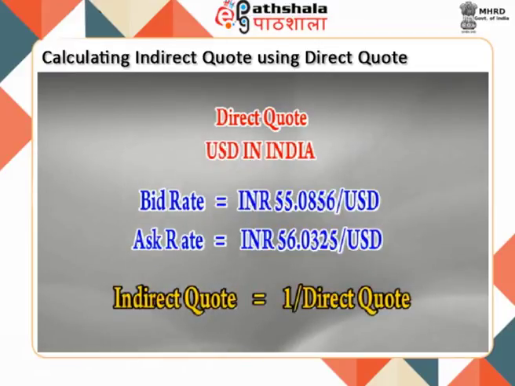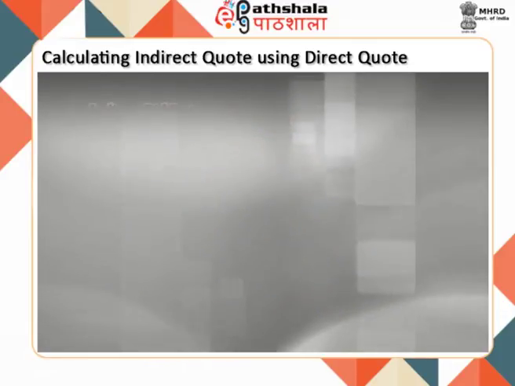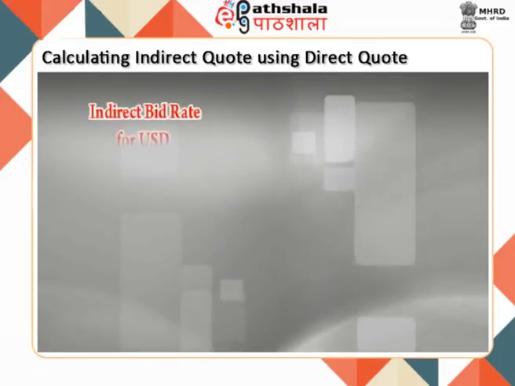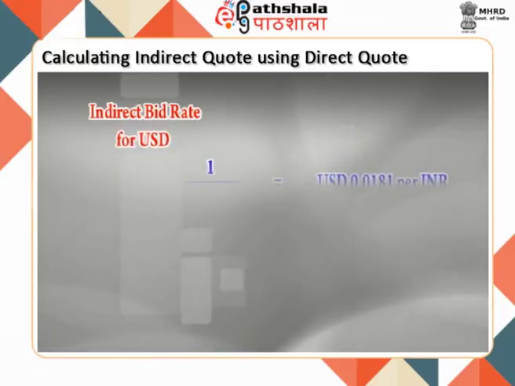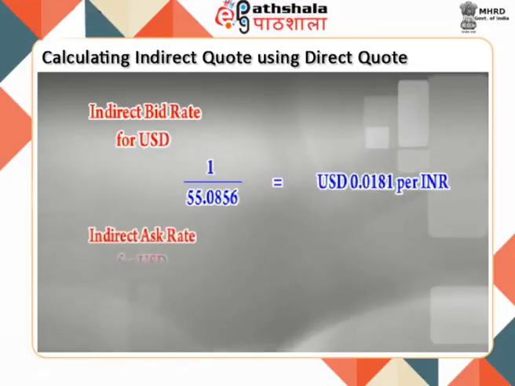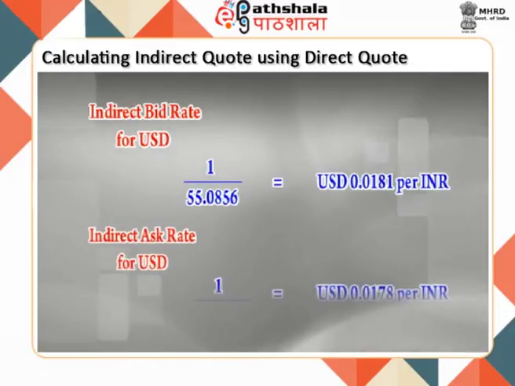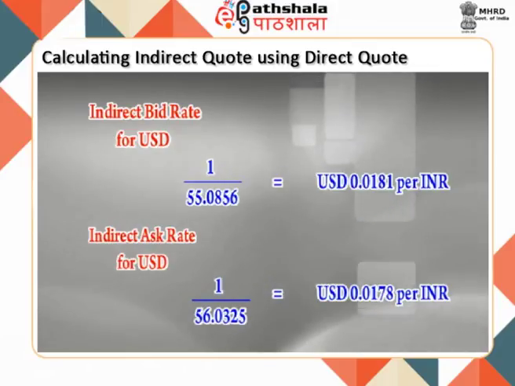As stated earlier, indirect quote is the reciprocal of direct quote. It can be computed from direct quote as shown. Thus, indirect bid rate for US dollar is $0.0181 per rupee and indirect ask rate for USD is $0.0178 per rupee.